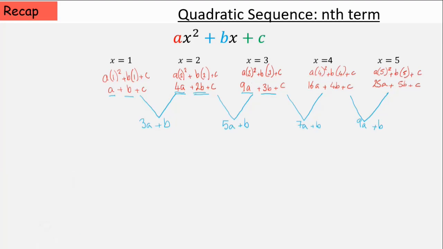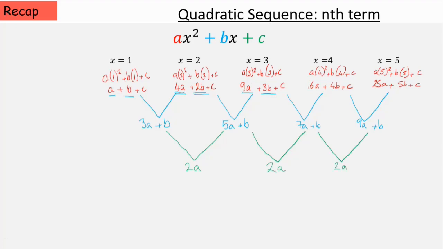I now look at finding my second differences. So that's from there to there. To go from the 3a up to the 5a, I've had to add on a 2a for that. To go from a b up to a b, I've not had to change the b, so nothing to add on to there. From a 5a to a 7a, I add on 2a, and no changes for the b values.